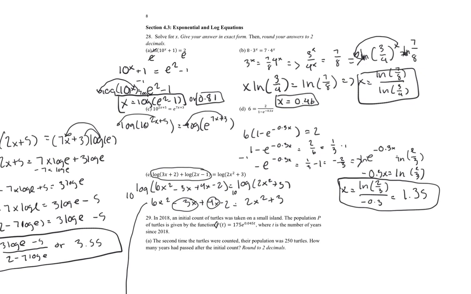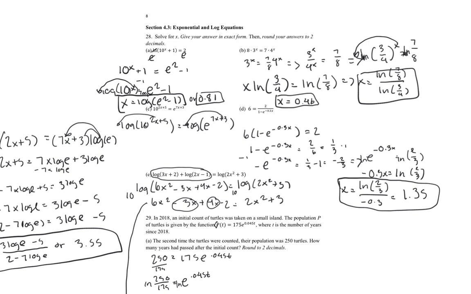So if we were to set this equation up, we're going to have 250 is equal to 175 e to the 0.045t. And all we're doing at this point is solving for our t. And so then we can divide by 175 on both sides. So then we get 250 over 175 is equal to e to the 0.045t. And then we can take natural log of both sides.